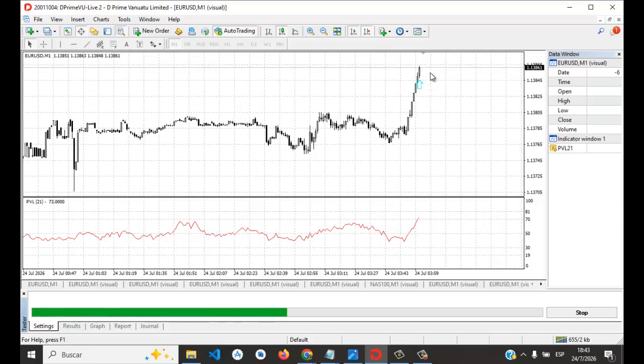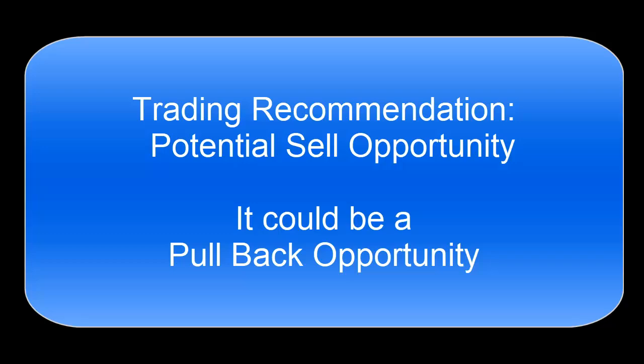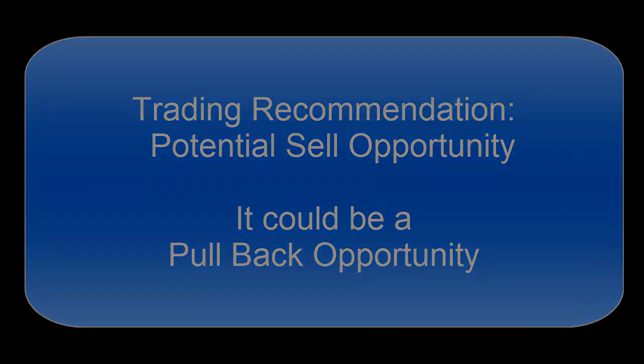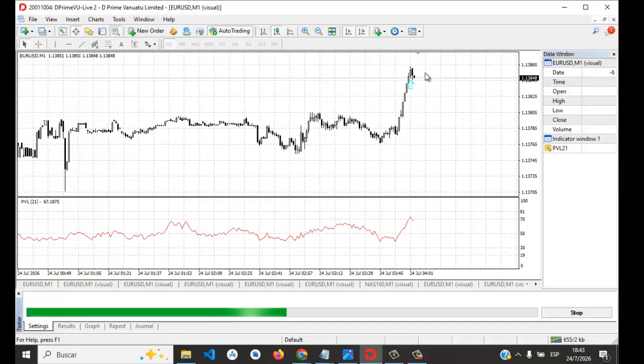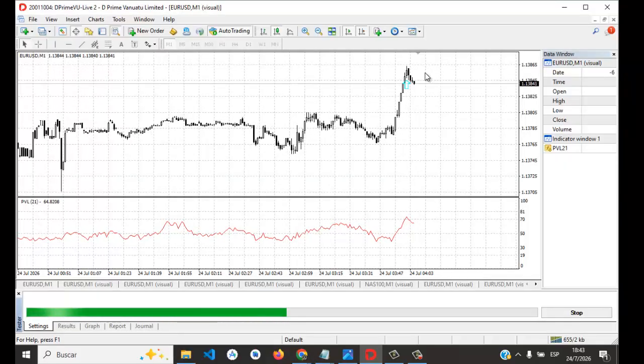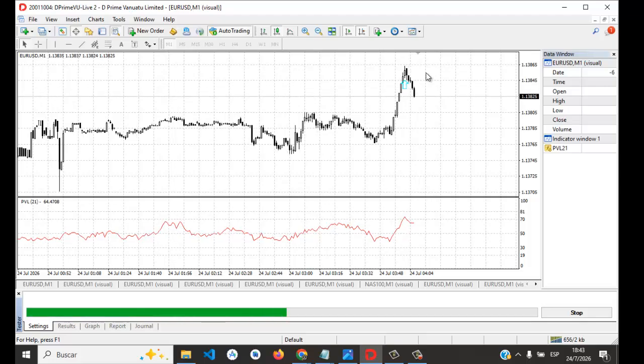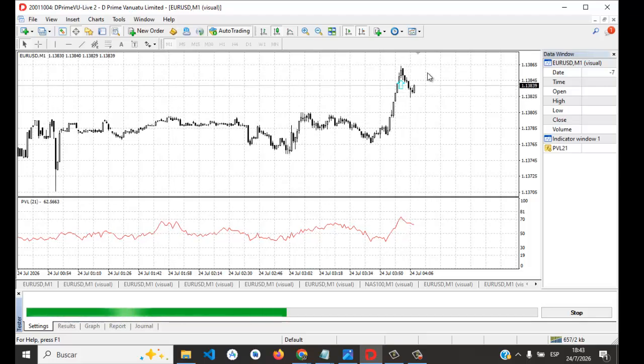It has detected an overbought condition, which means we expect the price to fall for a while. Therefore, the trading recommendation is a potential sell opportunity. It could be a pullback for a short period of time.